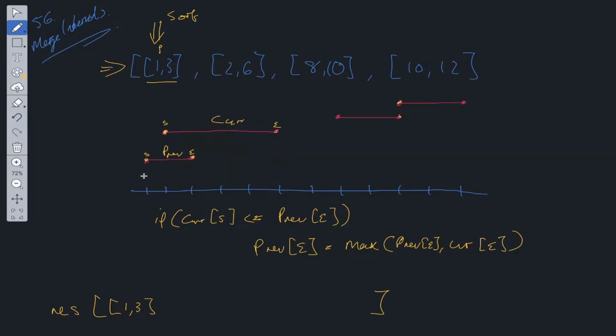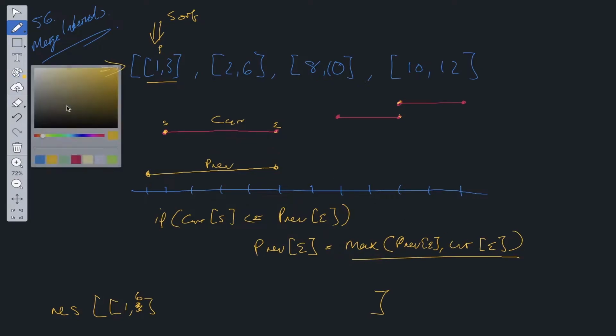So the previous end will now be 6. So this will be our new previous value. Previous down here, which is in the results, will update. So I go to 1, 6. And I say it's the maximum between previous and current value, just in case.